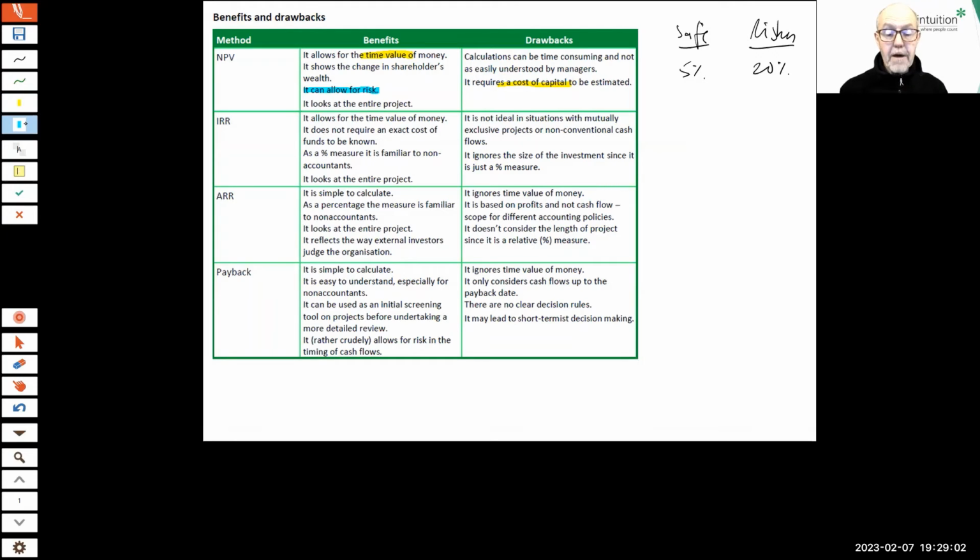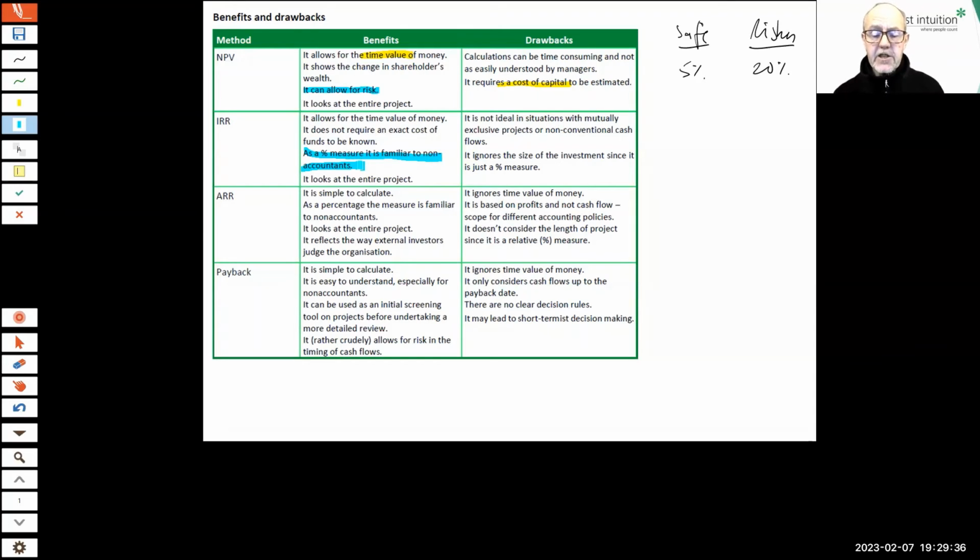As a percentage measure, it is familiar. It is much easier to go to your MD and say, if we go for that, I reckon it'll generate a return of 12%, rather than going to him and saying, at a cost of capital, we will end up with a zero net present value for that if we use 12%. So most of us can understand the concept of put a few quid in and this is what we will earn on it. So it's a nice human friendly measure, rate of return.